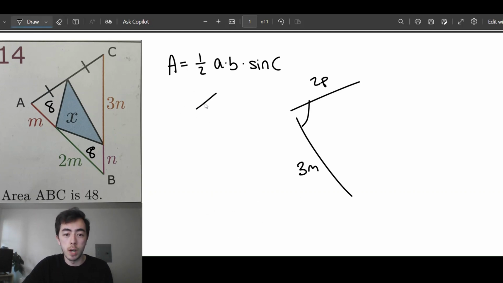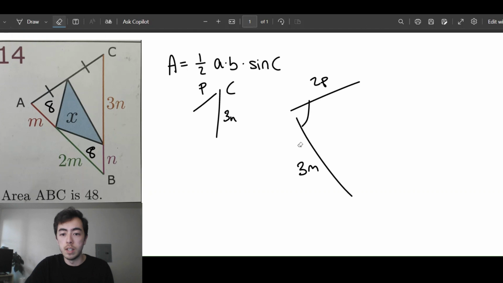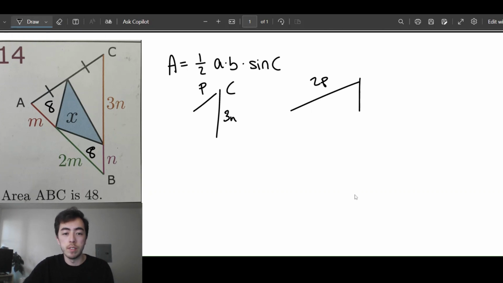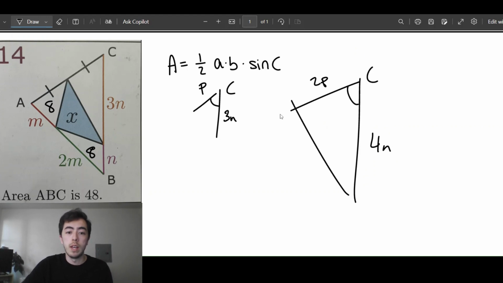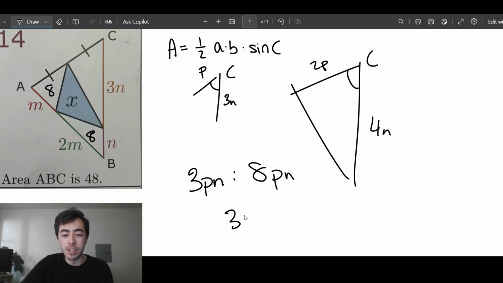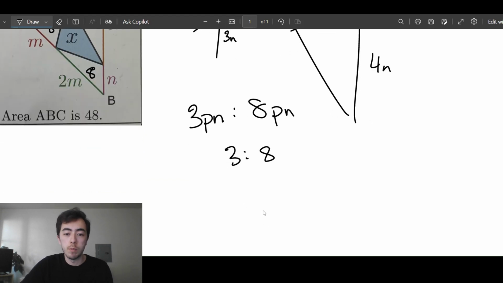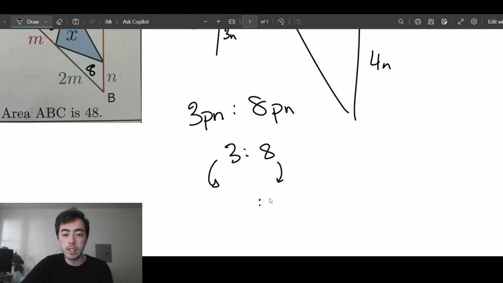It's going to be the one in the top right corner with that letter C. There's going to be a P and a 3N. And then the big triangle is going to have the same 2P at the top and a 4N on the side, same angle C in the corner. And again, I really only need to compare 3PN to 8PN. And again, the P's and the N's cancel. And so the ratio here is 3 to 8. So I could multiply both of these by 6.